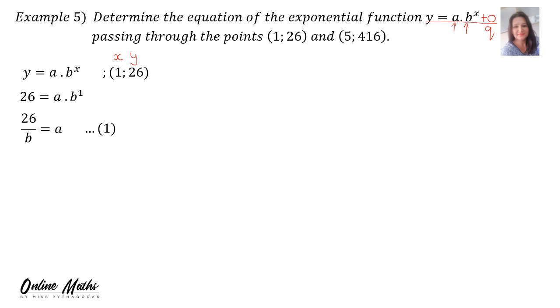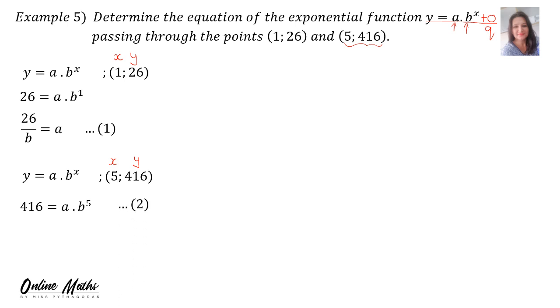Then we will use this other coordinate to generate equation number 2. So we will start with y is a times b to the x again, and in goes the coordinate (5, 416). x is the 5 and 416 is y. Let's substitute. In y's place, 416 equals a times b, and in x's place, 5. And then you call this equation 2.